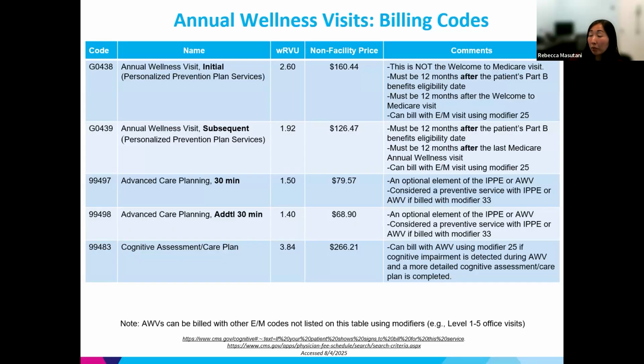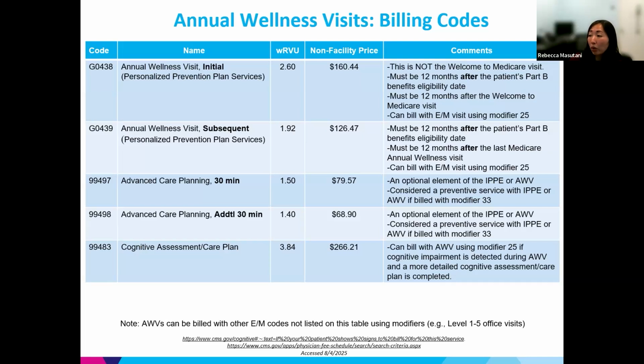And although our talk has primarily focused so far on the annual wellness visit, I did include some codes on this table for advanced care planning, which we've discussed again is an optional component of the Medicare annual wellness visit. And I've also included the 99483 code, the Cognitive Assessment Management Care Plan code in the bottom row as well, which is different again from the brief cognitive assessment required for the Medicare annual wellness visit.